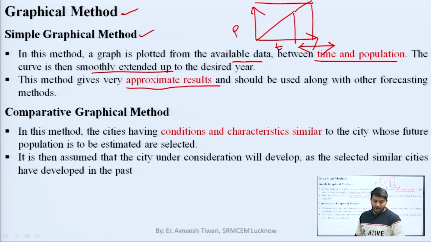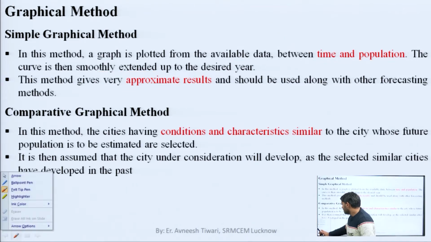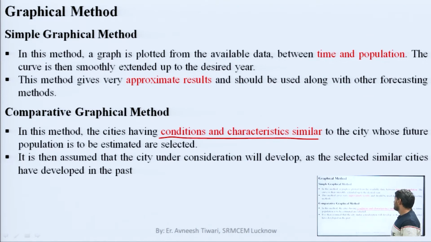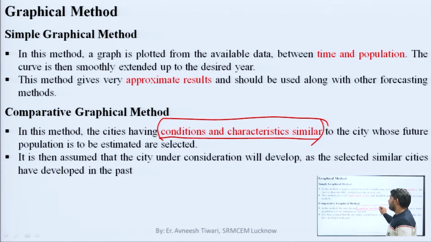Next one is a comparative graphical method. In comparative graphical method, what is going to happen? Basically, here the data is available for different cities, and we will find which city has the same characteristics with respect to our current city for which we are going to estimate the population, and we will use the growth curve of that particular city to estimate the population for the current city.